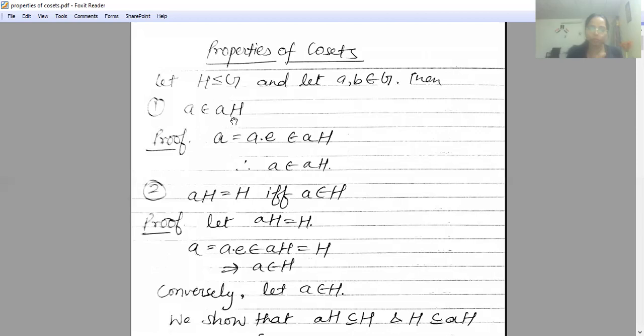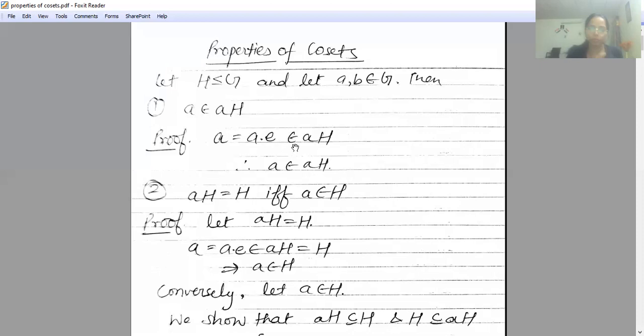As you know, elements of AH are of the type A into h, where h is an element coming from this subgroup. So if you want to show that A belongs to AH, that means we have to show that A can be written as A into some element of capital H. So let us see, this is just a one line proof. We know that A can be written as A into identity, because H is a subgroup, so identity belongs there. So we can multiply A with identity.